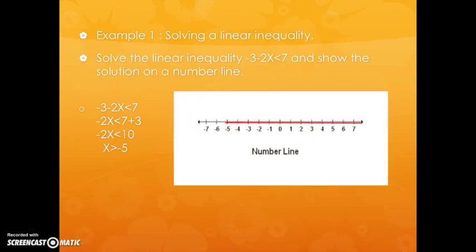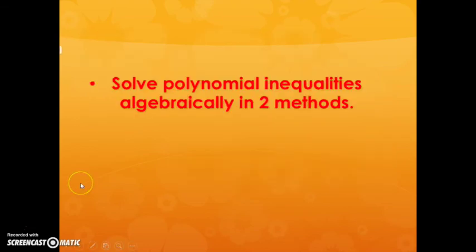For example, solve the linear inequality negative 3 minus 2x less than 7 and show the solution on the number line. So negative 3 minus 2x less than 7 will give you negative 2x less than 7 plus 3, followed by negative 2x less than 10. Therefore, x is more than negative 5. As you can see on the number line, the red line represents x, which shows that x is more than negative 5. Next, how to solve polynomial inequalities algebraically in two methods.